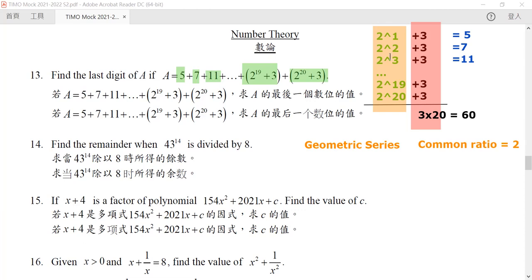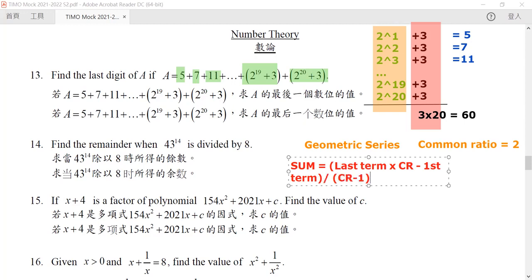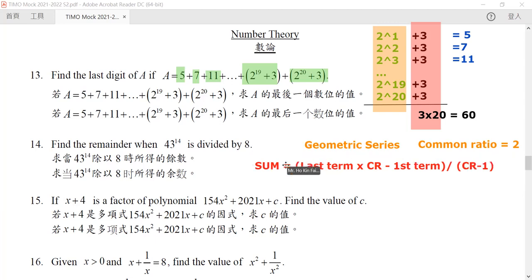So for a geometric series of this kind, you can apply the equation for the sum of this series. The sum will be equal to the last term times the common ratio minus the first term, and then we divide it by the common ratio minus 1. So this is the equation for the sum of a geometric series. Let us use this equation. Now for our last term, it will be 2 to the power 20.